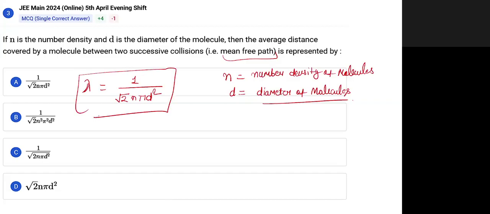So this is the mean free path. Now option A is the correct one: 1 upon root 2 n pi d square. Okay? Look how simple the question is being asked in JEE.